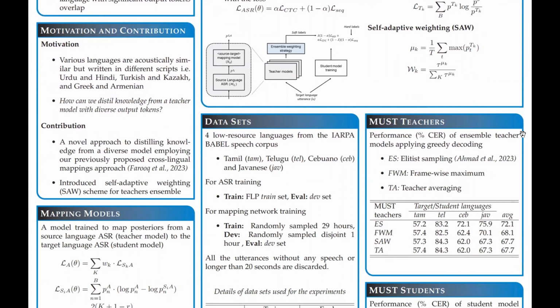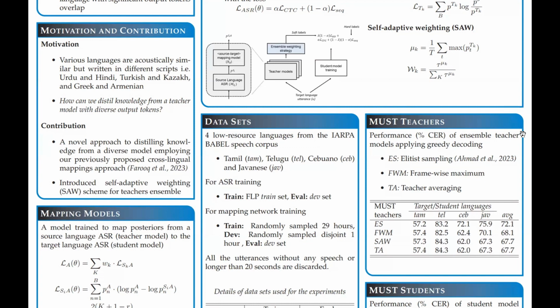When they are acoustically similar, it could be beneficial to distill knowledge from one of them to the other. But because they are written in different scripts, their ASR models will have very diverse output tokens, so we can't distill knowledge in these scenarios. So our motivation for this work was: is there any way we can distill knowledge from a teacher model to a student model which have very diverse output tokens?